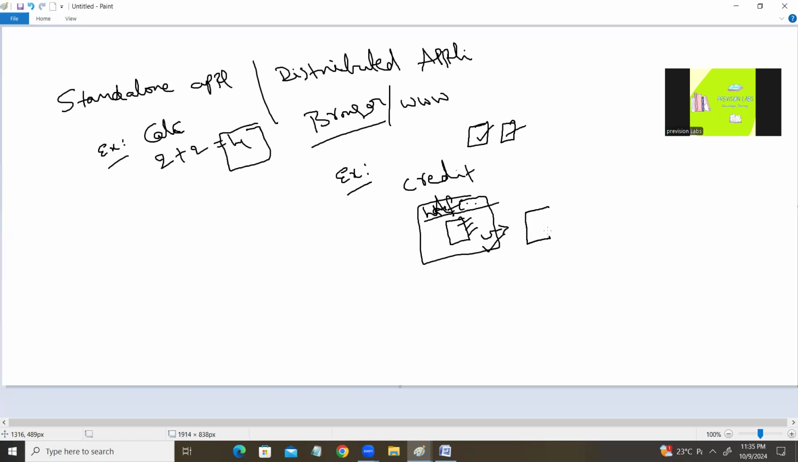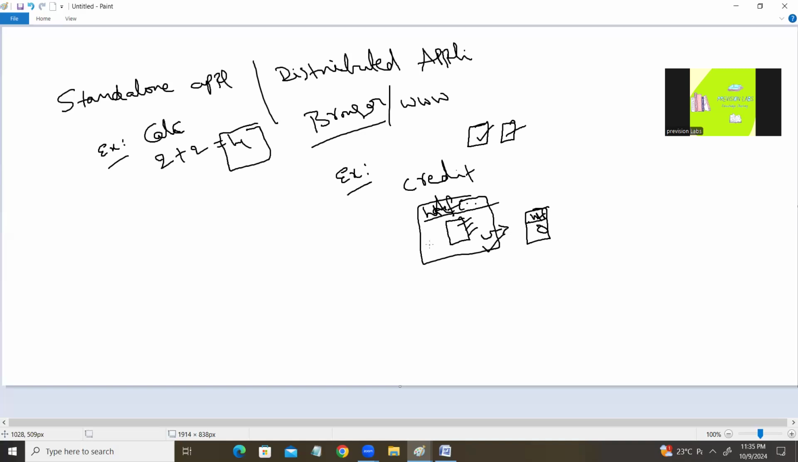If I use my mobile also, I will get that website and I will get those results. And it is not restricted to one geographic location, so from anywhere across the globe you can get these results. So this is an example of a distributed application.